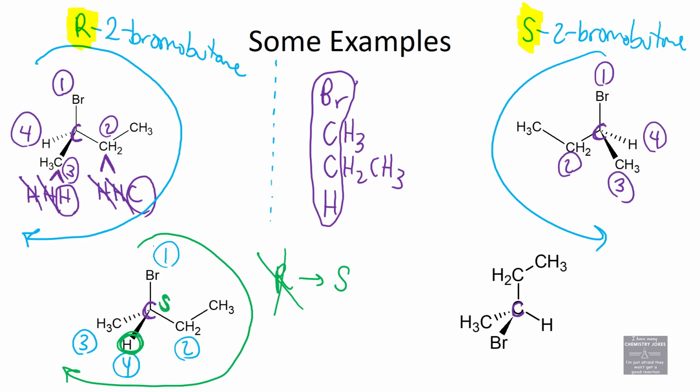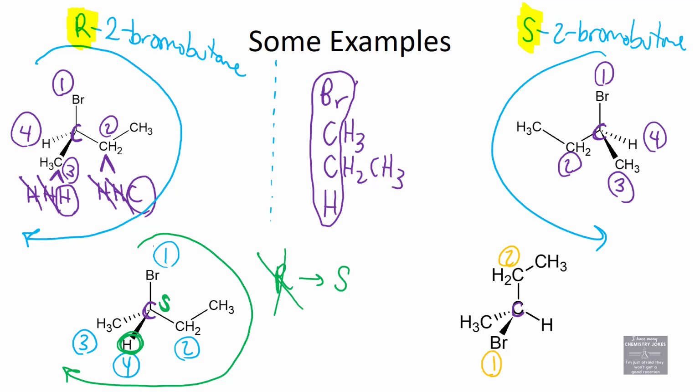I'm going to repeat that. Because my lowest priority is coming toward me, it's the opposite of what the rules say it's supposed to be. So that means the absolute configuration is the opposite of what it looks like. Yeah? Okay.